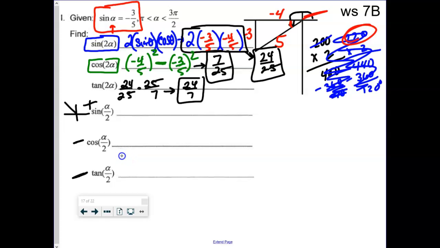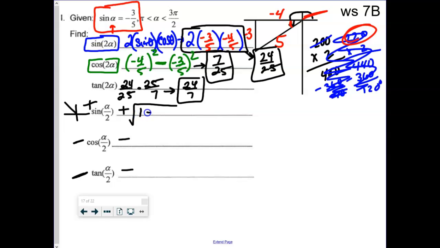It doesn't magically work out on its own. So I'm just going to quickly do that. I'm going to put down sine so I don't forget that. The sine for our half angle, we're still going to use the same triangle. Oh boy, here we go. Square root of, the sine formula is 1 minus cosine over 2, I believe.